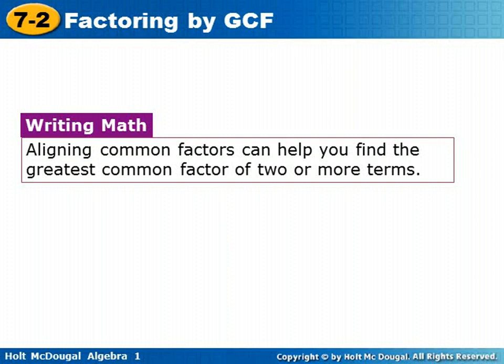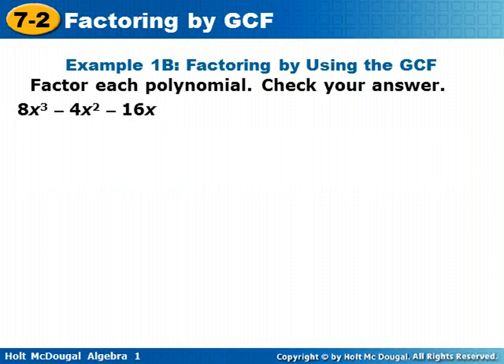Aligning common factors can help you find the greatest common factor of 2 or more terms. To factor 8x to the third minus 4x squared minus 16x, we're going to find the greatest common factor of the three terms. 8x to the third is broken down into 2 times 2 times 2 times x times x times x.